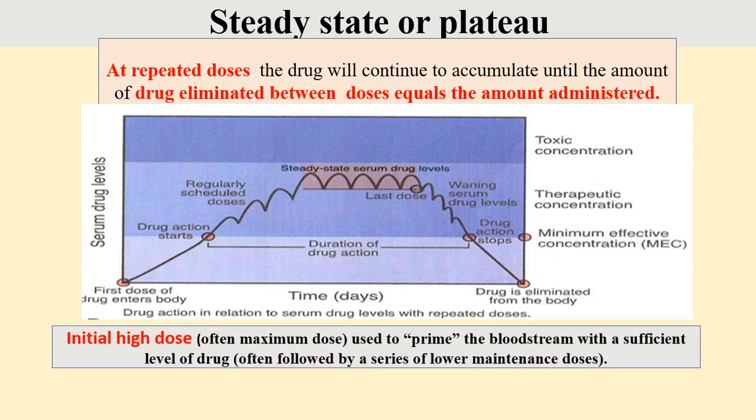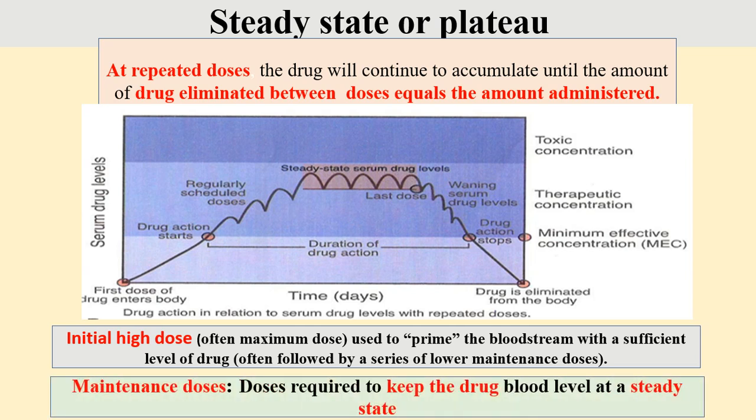So an initial high dose, or loading dose, is used to prime the bloodstream with a sufficient level of drug, and this is often followed by a series of lower maintenance doses. The maintenance doses are those required to keep the drug blood level at a steady state or plateau.